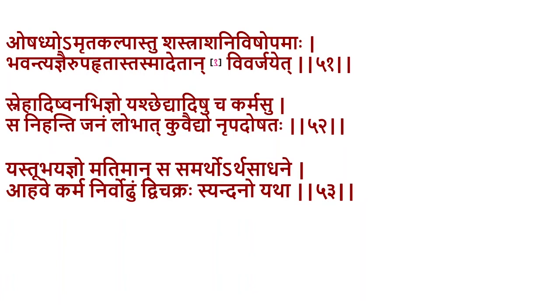Voshadhyaha amasakalpastu shastra ashani vishopamaha bhavanti ajnehi uparadaha tasmavadetan vivarjeta. Medicines which can really make the person live, which are as good as the nectar, amrita, can be as harmful as a weapon or a lightning or a poison. A medicine which is improperly used can injure a person like a shastra, or it can instantly kill like a lightning, or it may gradually kill like a poison. And hence, a person who doesn't have a knowledge of the medicine, if he uses the medicine, such a person should be avoided. Snehadishu anabhijnaha yashchedyadishu karmasu sanihant janam lobhata kuvedyaha rapadoshadaha.